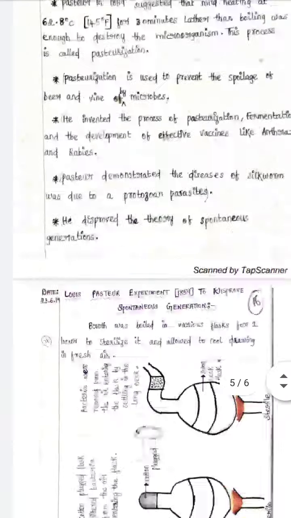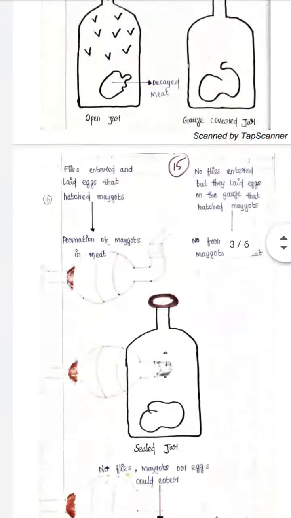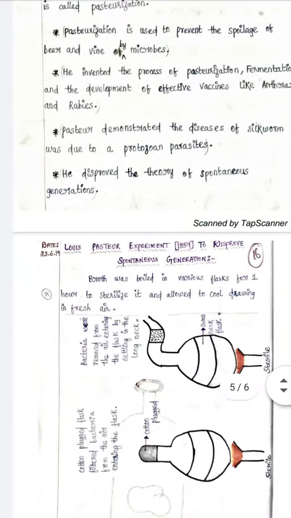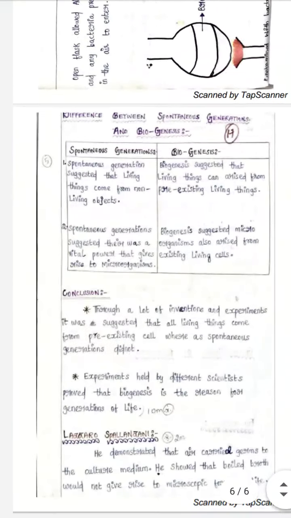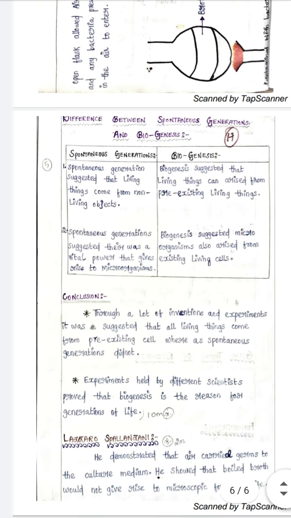So you have how many pages here? Like 1, 2, 3, 4, 5 and 6 pages. I think for 10 marks it is more than enough. We cannot cut anything more in this, because we have to write. Already I have made it very short for you, so you have to write everything if you are asked to write about the theory of spontaneous generation, and you have to write fast.